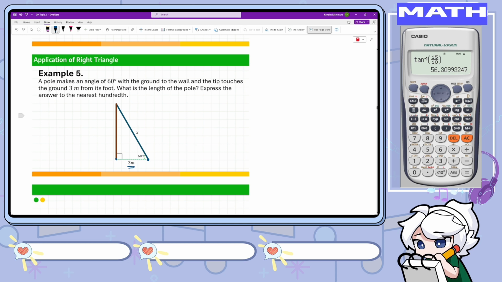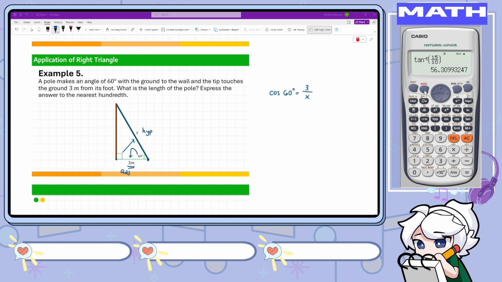With respect to 60 degrees, what is 3 meters? Adjacent, opposite, or hypotenuse? It's adjacent. Very good. With respect to this particular figure, what is x? It's the hypotenuse. So if you remember SOH-CAH-TOA, in cosine, both adjacent and hypotenuse are used. So cosine 60 is equal to adjacent being 3 over hypotenuse of x.